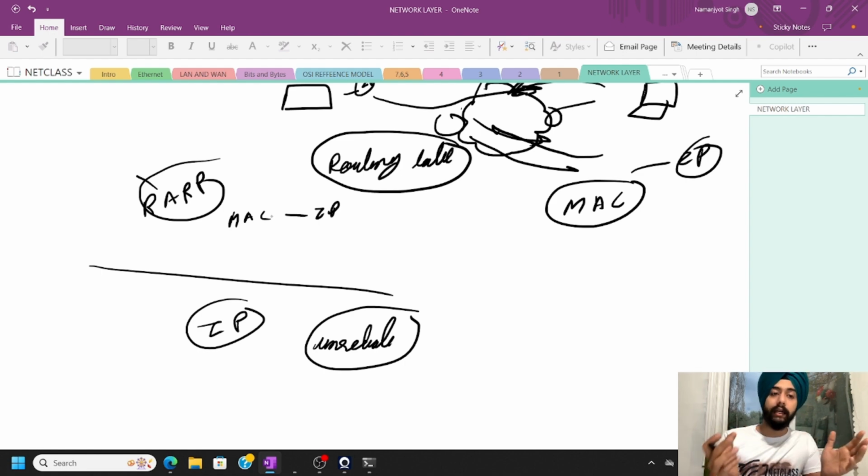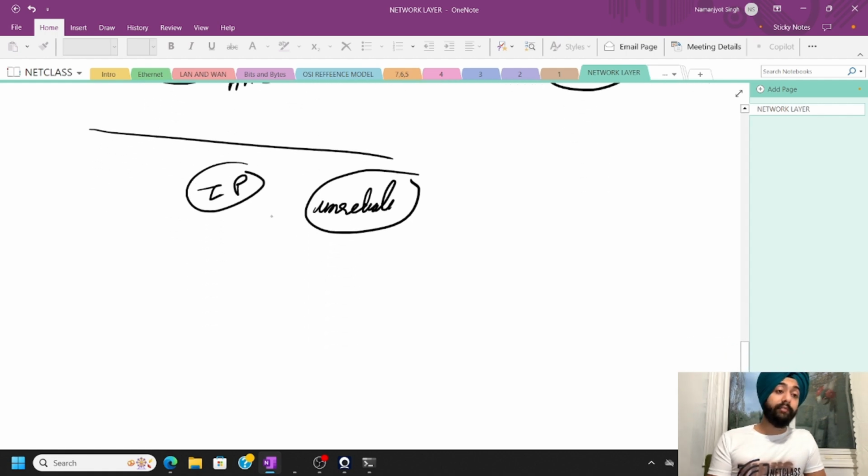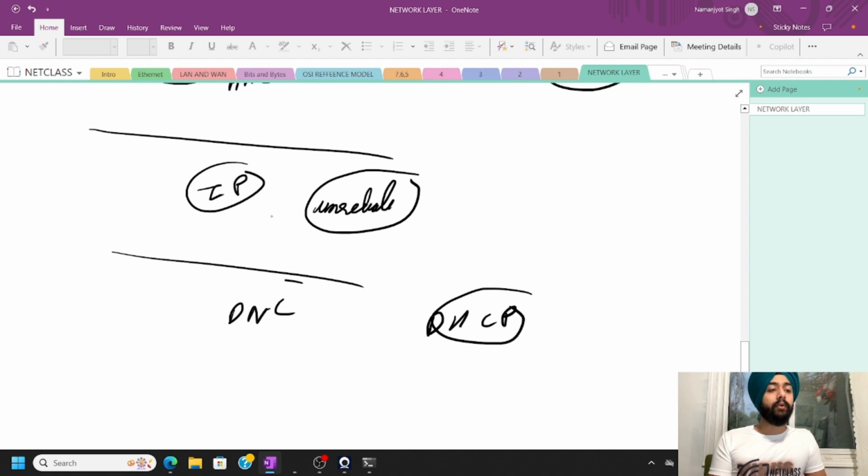So there is reliability and unreliability, and flow control. At the transport layer, we use reliable or unreliable connections. There are other protocols in the network layer as well, for instance DNS and DHCP. Let's discuss these in short. We will make different videos on these. This is a very complex topic and we will see it in more detail in the next videos.